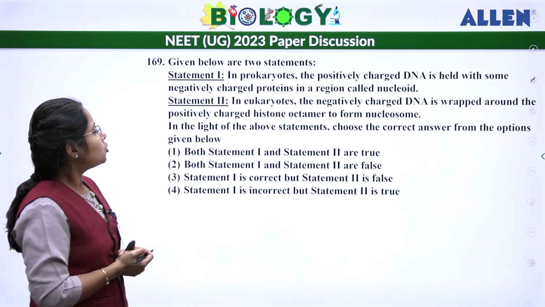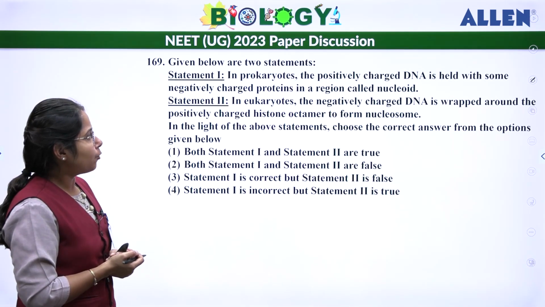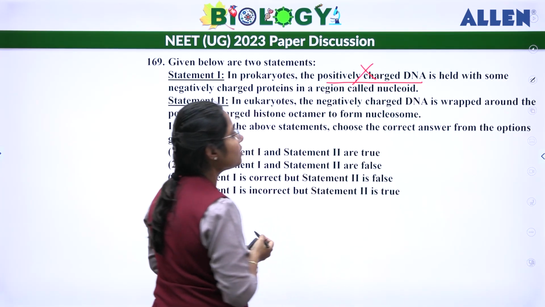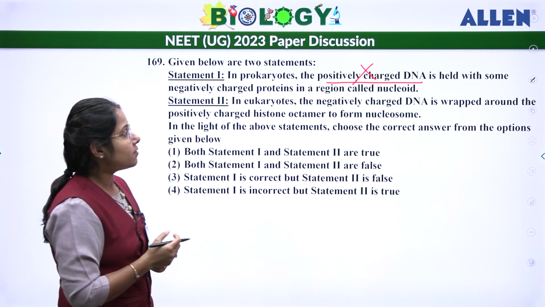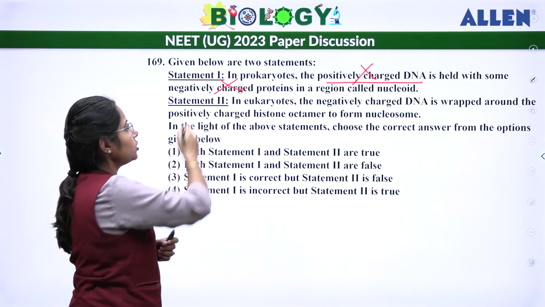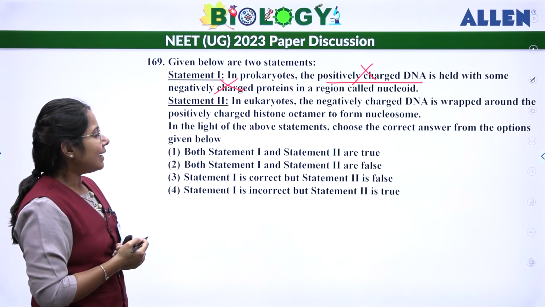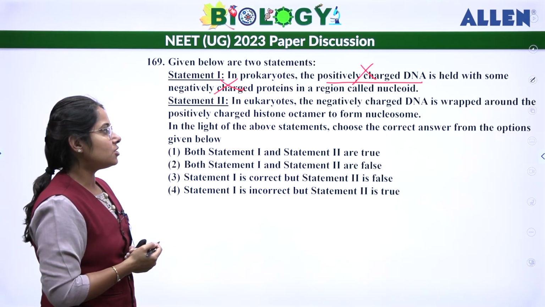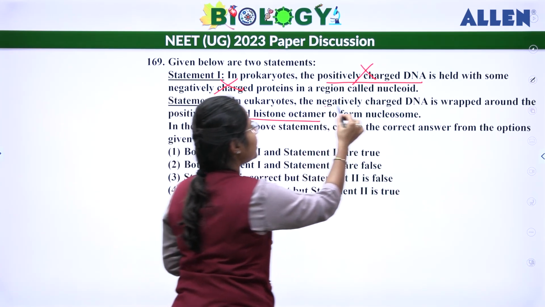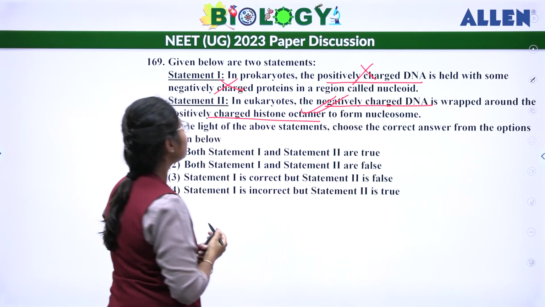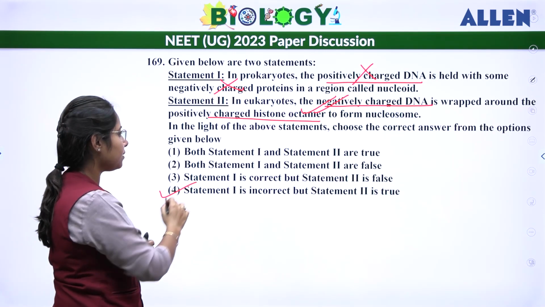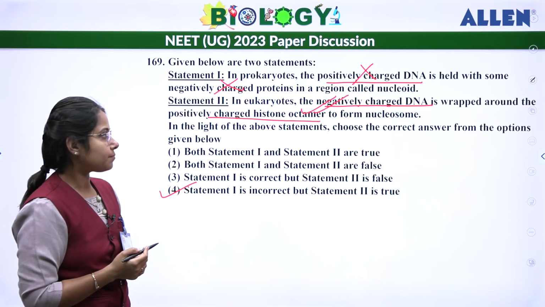Next, two statements are given below. Statement 1: In prokaryotes, the positively charged DNA is held with some negatively charged protein in a region called nucleoid. That is wrong, the DNA is negatively charged. Statement 2: In eukaryotes, the negatively charged DNA is wrapped around the positively charged histone proteins to form nucleosome, which is correct. So statement 1 is incorrect and statement 2 is correct.